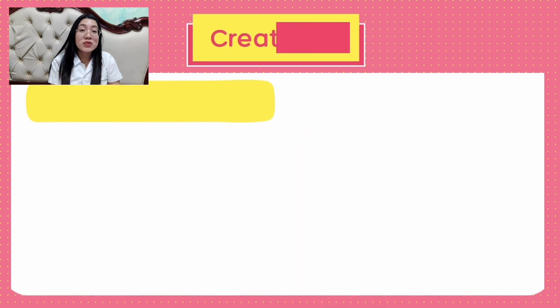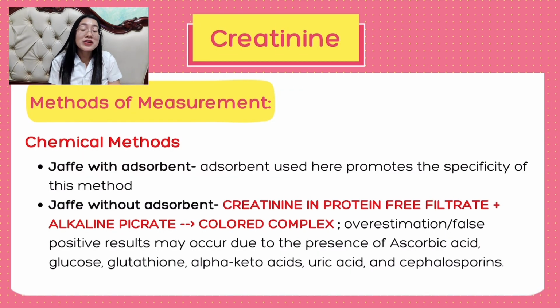Lastly, in chemical methods, we have the Jaffe without absorbent. Creatinine in a protein-free filtrate will react with alkaline picrate to form a colored complex. It is also similar to the Jaffe reaction since it has positive bias due to interferences such as vitamin C, glucose, glutathione, alpha-keto acids, uric acid, and cephalosporins.